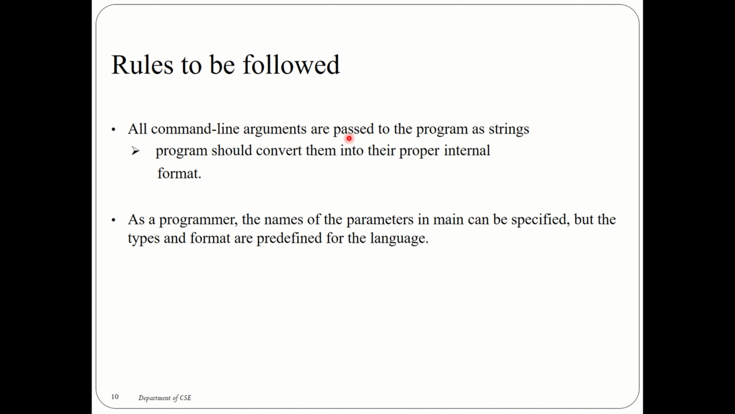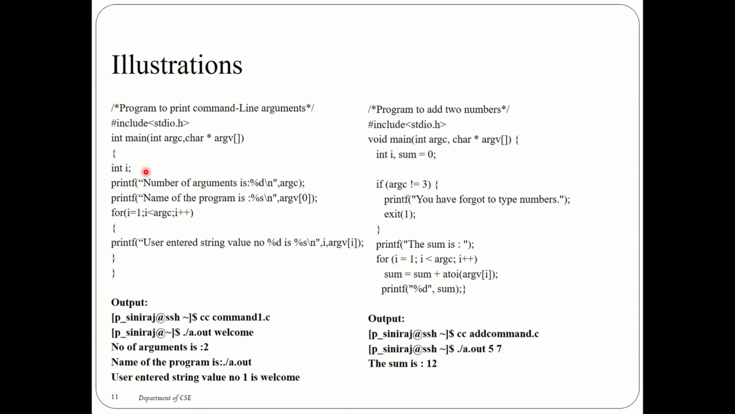Now what are the rules? The program should convert them into the proper internal format. As a programmer, the names of the parameters in main should be specified, but the type and the format are predefined. Now this is an example. In this there are two different examples. One is just to print the command line arguments. The second one is adding two numbers. We will see both of them separately.